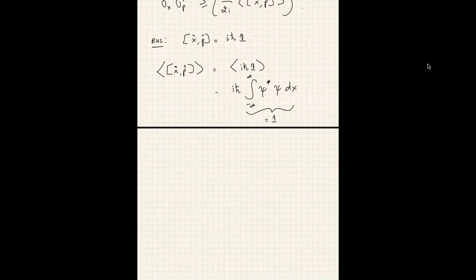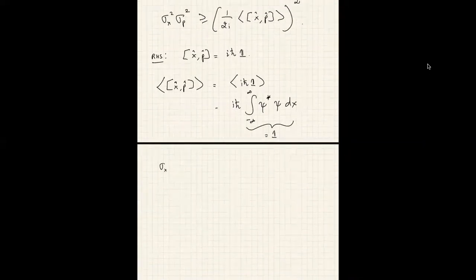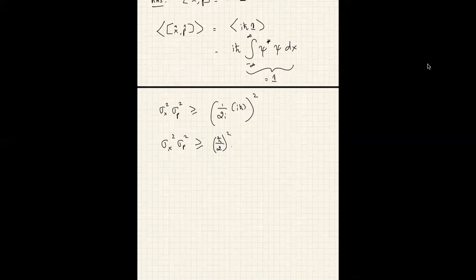So this whole thing is nothing but i h bar. So sigma x squared times sigma p squared is greater than or equal to the square of 1 over 2i times i h bar, which says that sigma x squared times sigma p squared is greater than or equal to (h bar over 2) squared. And since these are real quantities and uncertainties are manifestly positive, I can always take the positive square root and say sigma x times sigma p is greater than or equal to h bar over 2. Okay, so this is the famous Heisenberg uncertainty principle applied to the x and p operators.